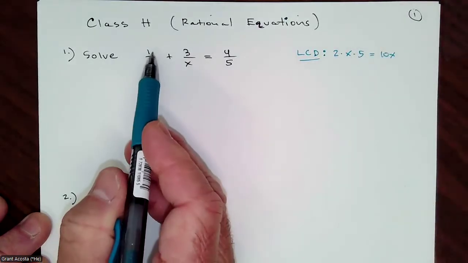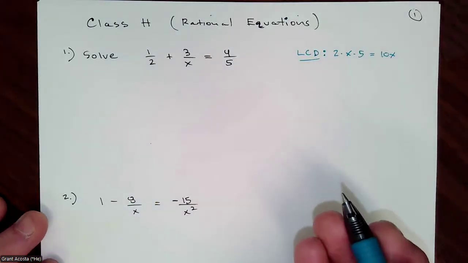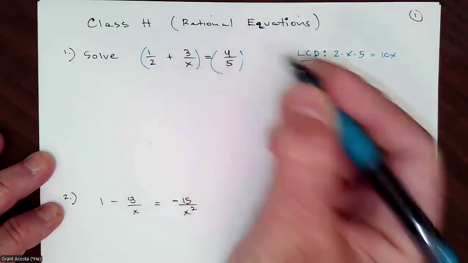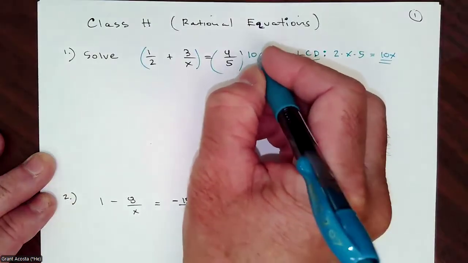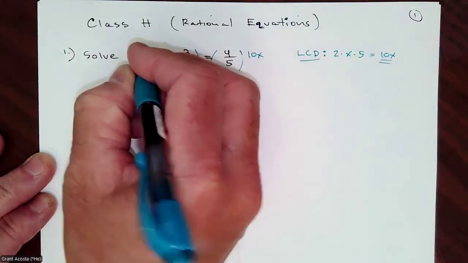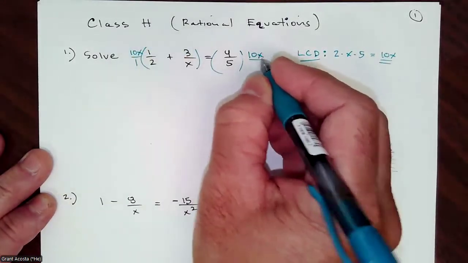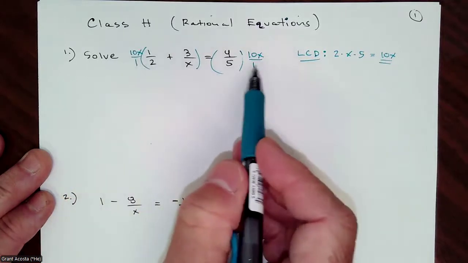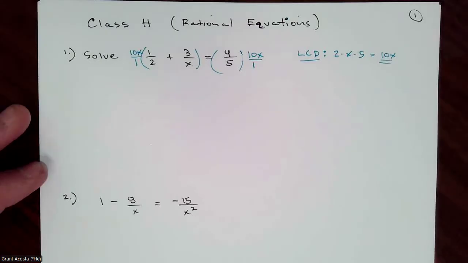But instead of multiplying top and bottom to try to get a common denominator, the simplest way to solve an equation is to multiply both sides by the lowest common denominator. So this isn't top and bottom. I'm literally multiplying by 10x, and you can think of this as 10x over 1. Why can I do that? Whatever I do to one side of the equation, as long as I do the same thing on the other side, it's fair, it's valid.